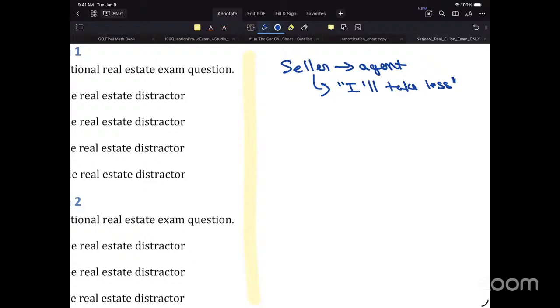We definitely can't charge a higher deposit to families with kids. That would be a no-no, right? So that's a protected class, so we can't do that one.